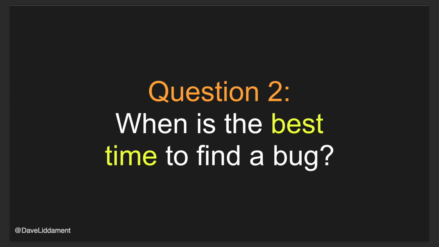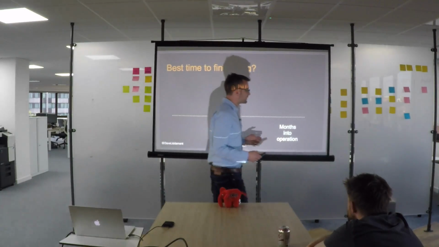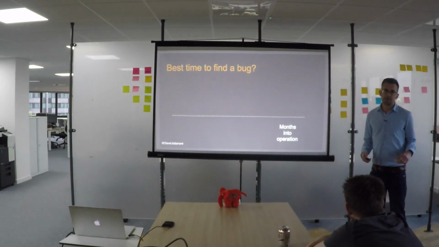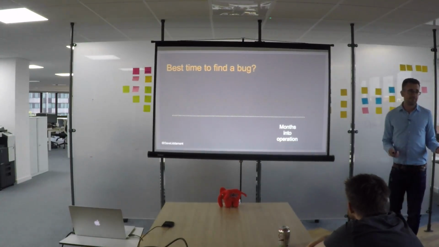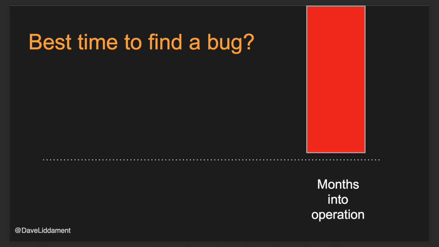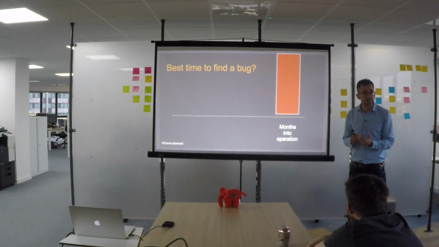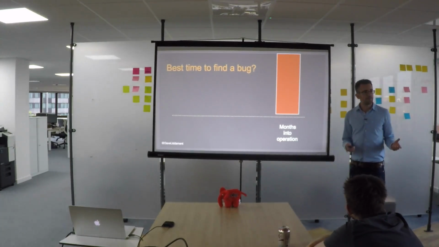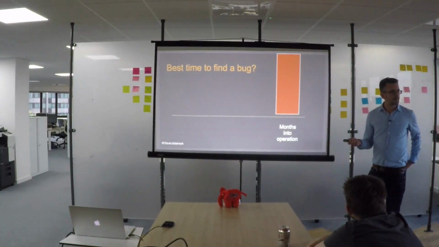So if we're going to have bugs, when is the best time to find a bug? Well, the worst time to find a bug is months into operation. So let's say we've deployed our code and there was some silly little bug where instead of charging people in pounds, we charge them in pence. And that's going to be very bad. So this red bar is just how bad it is. The red bar is big because the later it takes to find a bug, probably the longer it takes to work out what actually went wrong, more cost involved in fixing it, and there's also reputational cost as well.